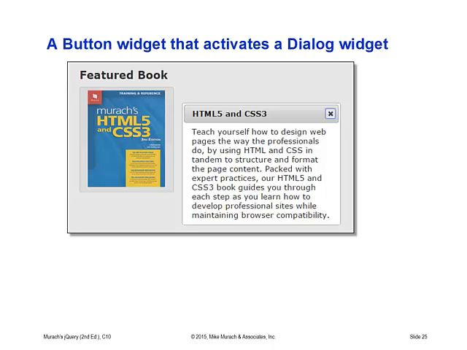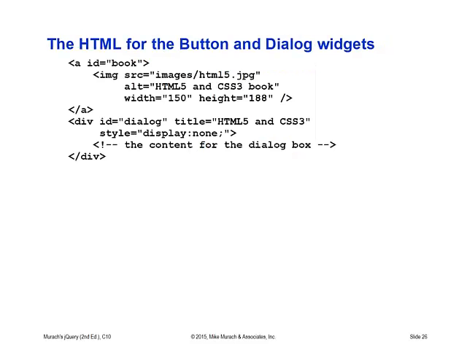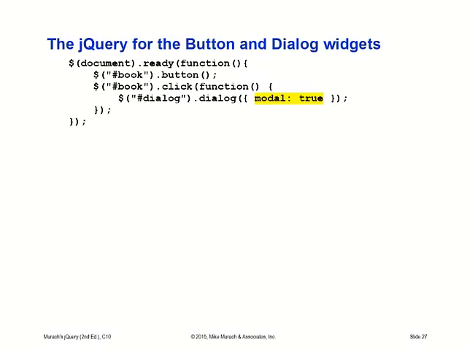So this button widget activates a dialog widget. Clicking on this gives that information, and the HTML that supports that is right here, with the reference to, notice, the image source, the dialog, and reference to HTML5, CSS3 with the div IDs. And the jQuery that supports this is seen here. So noting that we had to use the mouse as part of the location of clicking on that particular button for the dialog widget to be initiated, including this code here, with modal being true, would do that.